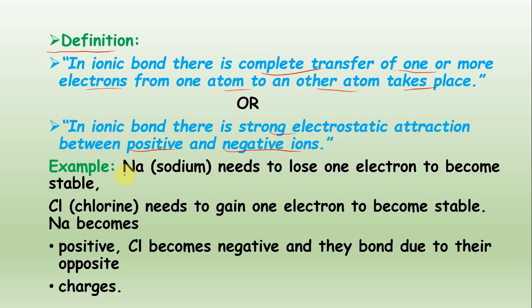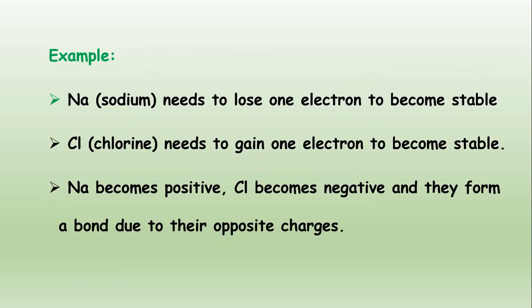Now the example is that sodium needs to lose one electron to become stable, while chlorine needs to gain one electron to become stable. Then sodium becomes positive and chlorine becomes negative, and due to their positive and negative charges, they will form the bond. Now look at how they form the chemical bond.